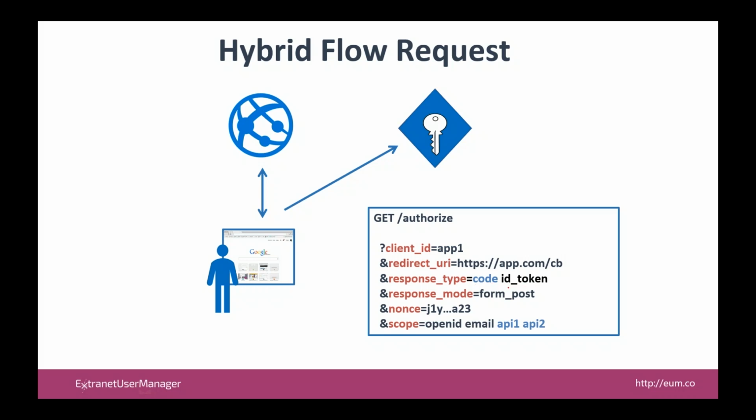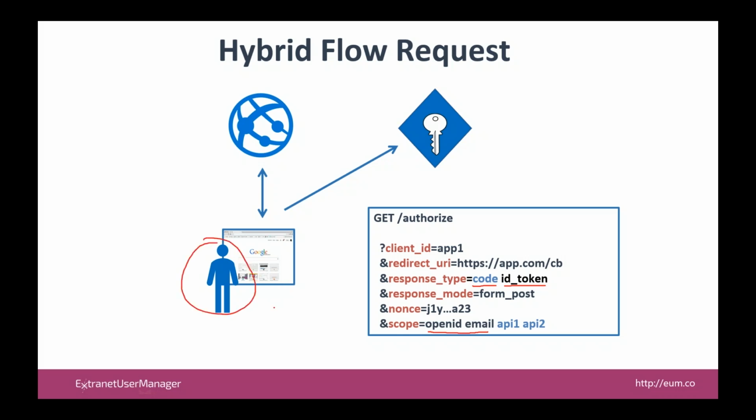We're basically requesting, I want an ID token back, the same as we did before on the front channel, but I also want this thing called a code coming back. Now the code is not the access token. The code is just something that will ultimately get you to the access token, and I'll talk about those details in a second.